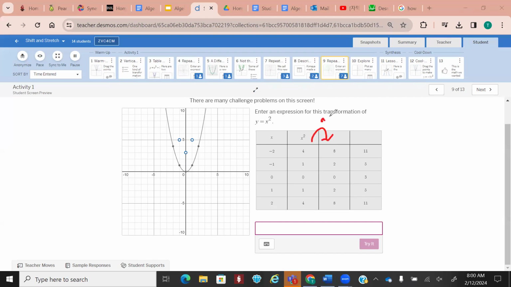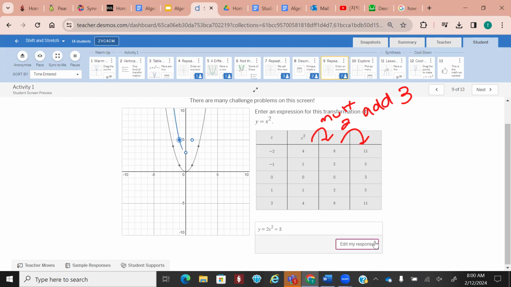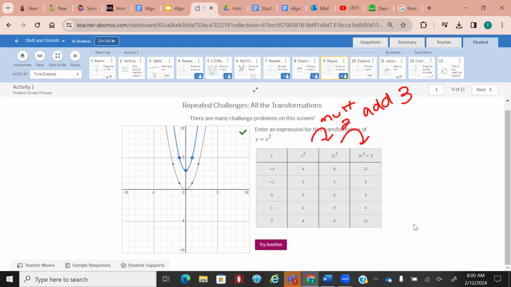So we multiplied by 2, and then we're going to add 3. So when I write out my equation, I'm going to get y equals 2x squared plus 3. Now, yours might be a little different. That's okay.